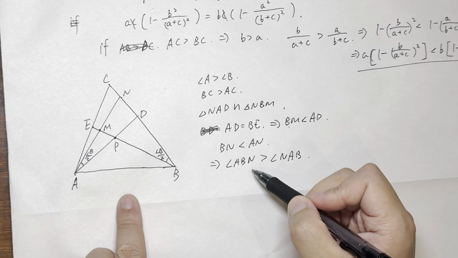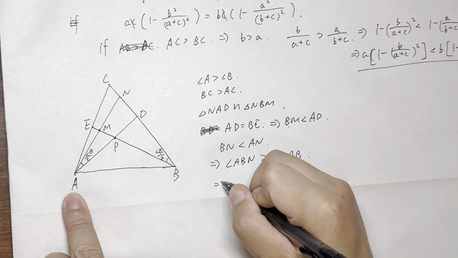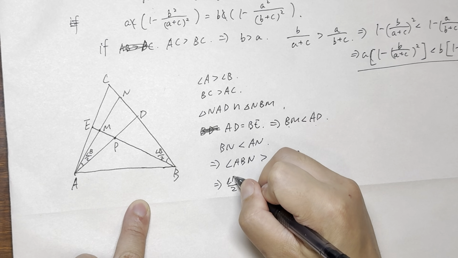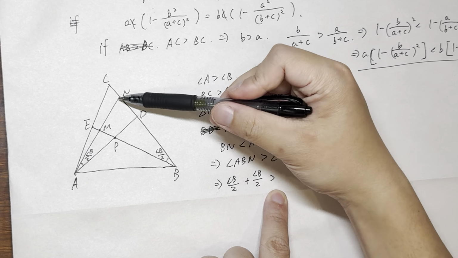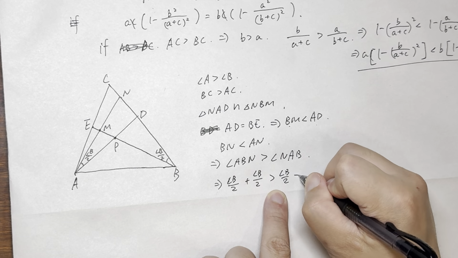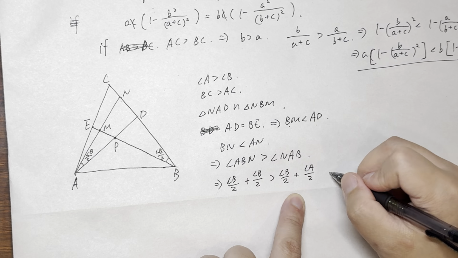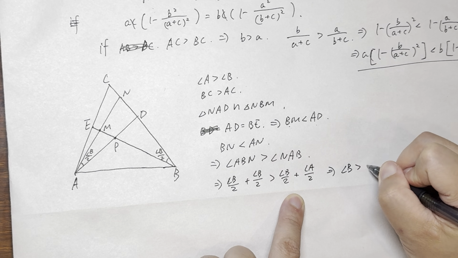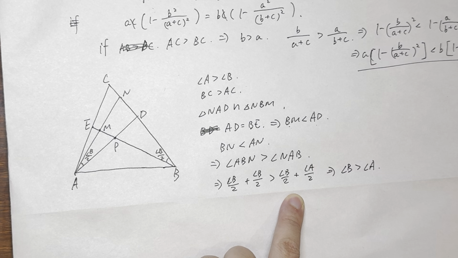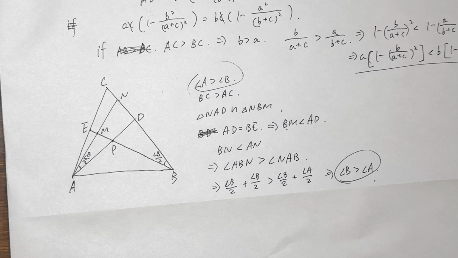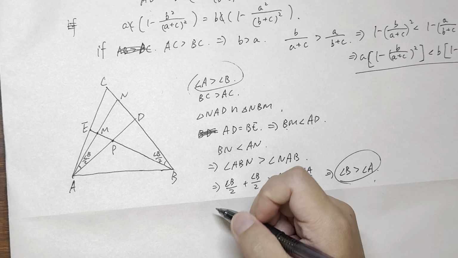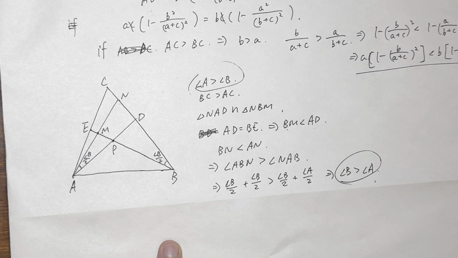And what is angle ABN? ABN is half of angle B plus half of angle B. It should be larger than angle NAB, which is half of angle B plus half of angle A. So we get angle B is larger than angle A, which conflicts with our assumption. That means this assumption is not valid. Eventually we get that angle B equals angle A, right?